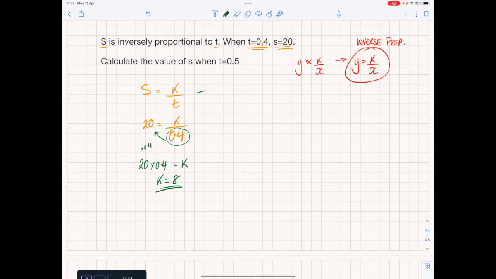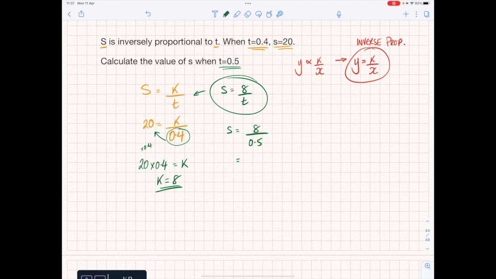Then you go back up to your original equation. And we say s is equal to 8 over t. So for this question, that is your formula that you would use. S is inversely proportional to t. So to find s, you do 8 divided by t. And if we wanted to find t, we'd rearrange this, but we don't need to in this case. So it says calculate the value of s when t is 0.5. Okay, so let's substitute in what we know now. We know t. So s is equal to 8 divided by 0.5. So therefore, to find s, I just do 8 divided by 0.5.